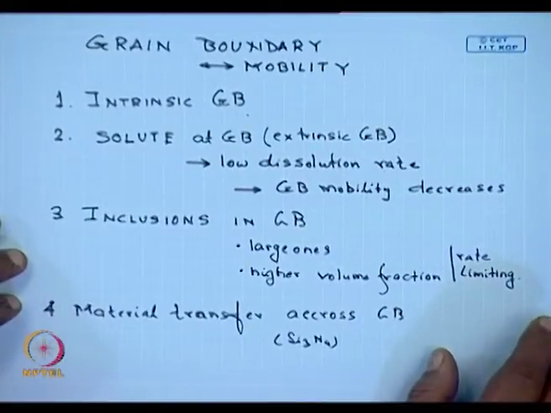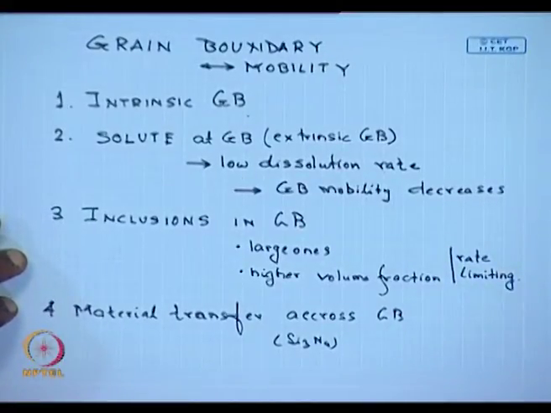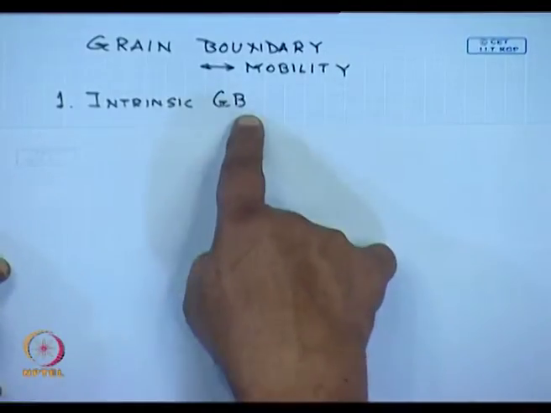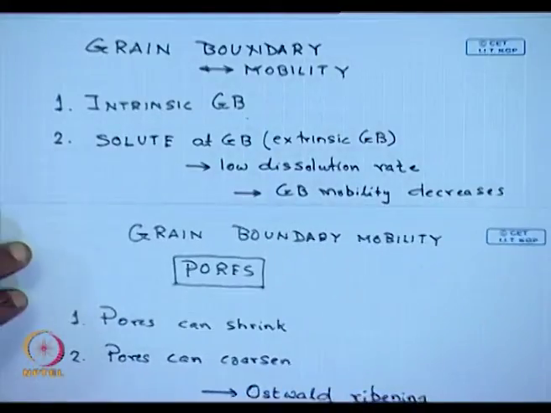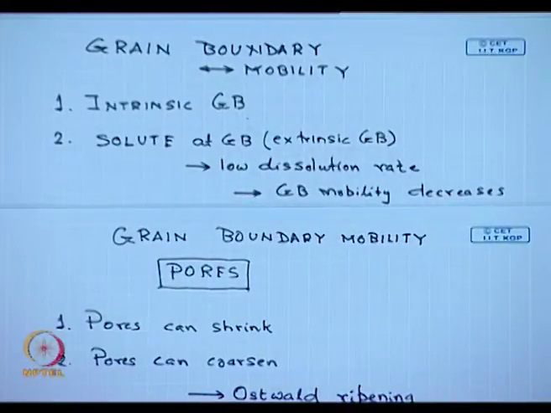So let us look at grain boundary mobility. I have already talked of intrinsic grain boundary in the previous slide. One way of decreasing grain boundary mobility is through an extrinsic process. We can have a solute which dissolves at a very slow rate.